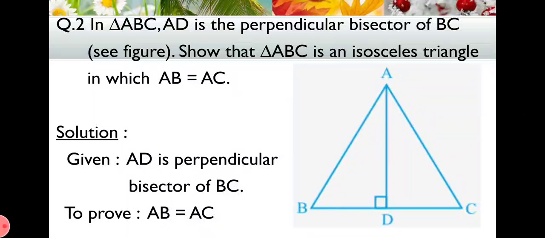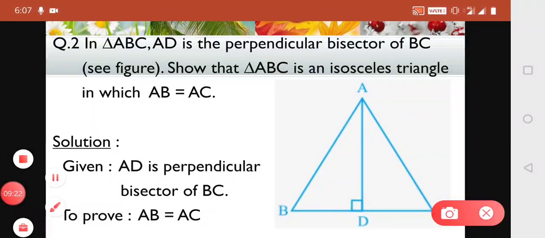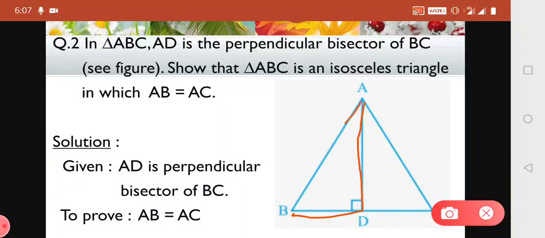Now for proof, we select two triangles, triangle ADB and triangle ADC. These two triangles we select. It is being given that AD is a perpendicular bisector of BC. So we will get BD equal to CD. Then angle ADB equal to angle ADC.